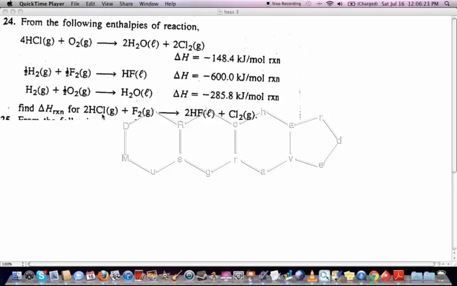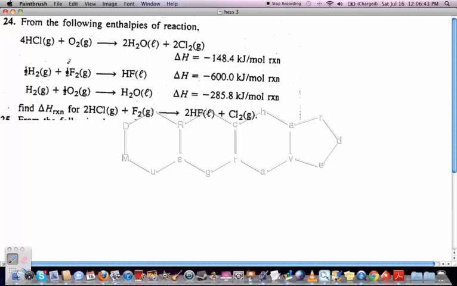Alright, let's look at another Hess law problem. And what we're dealing with is this one. The first thing we want to do is look at the reaction and see if we've got everything on the correct side. So we'll look at the HCl first. You can see the HCl only appears in one equation, that's this one. And you can see that it is on the correct side.